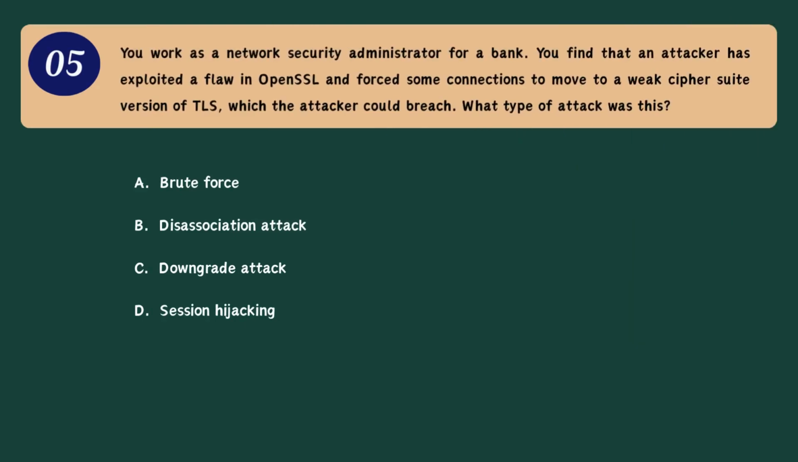Question 5. You work as a network security administrator for a bank. You find that an attacker has exploited a flaw in OpenSSL and forced some connections to move to a weak CipherSuite version of TLS, which the attacker could breach. What type of attack was this?